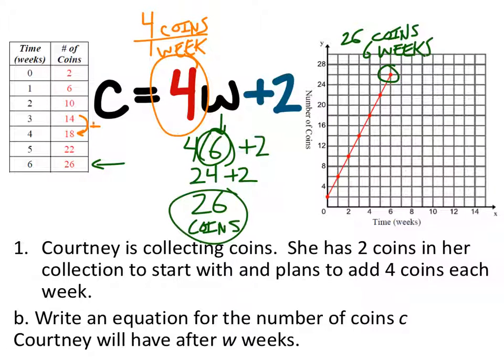So that would be an addition of 4 coins when we add this 1 week here. But not only here, but also in the table. Again, it's always between these 2 points. So it went up, I'm sorry, up 2 coins for one week right there, okay? And this plus 2 right here, this is how much she started with.